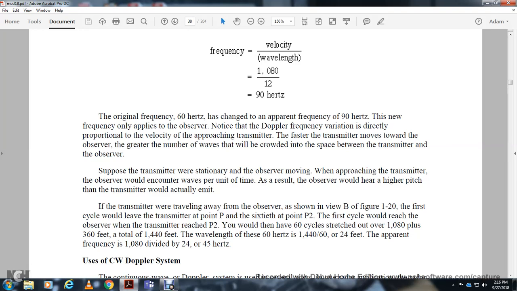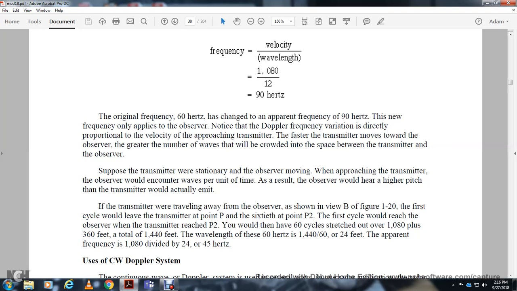Now the frequency change applies only to the observed note, the Doppler effect. Doppler frequency variation is directly proportional to the velocity of the approaching transmitter. The faster the transmitter moves toward the observer, the greater the number of waves that will be created in the space between the transmitter and the observer. If the transmitter were stationary and the observer were moving toward it, the observer would encounter more waves per unit of time, with the result that the observer would hear a higher pitch than the transmitter actually emits. Now consider the transmitter traveling away from the observer.